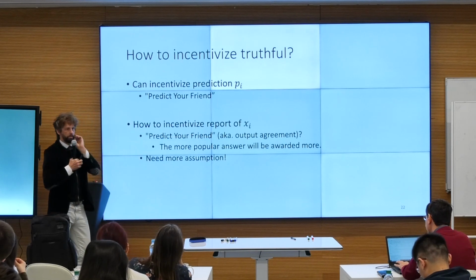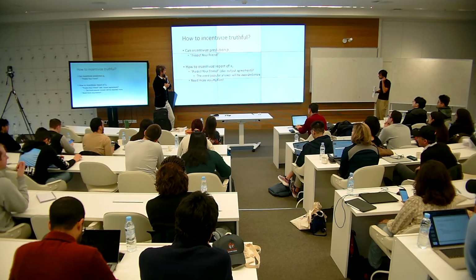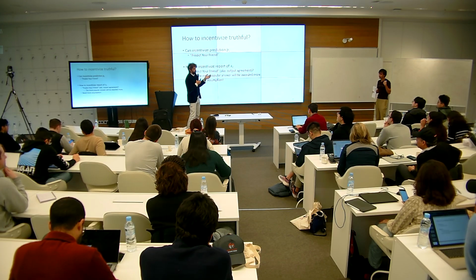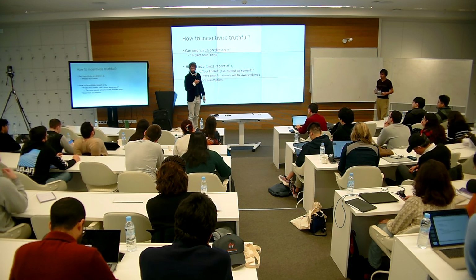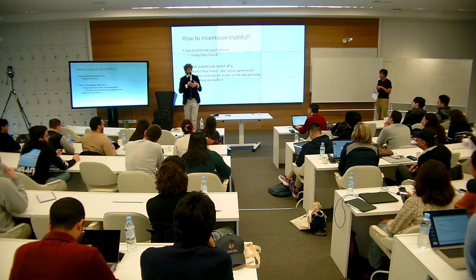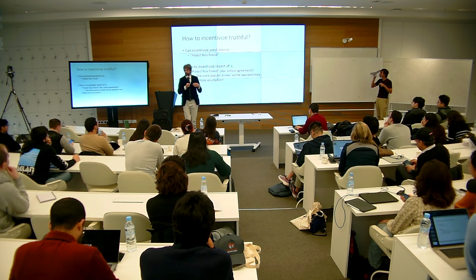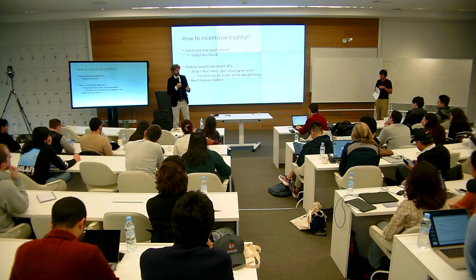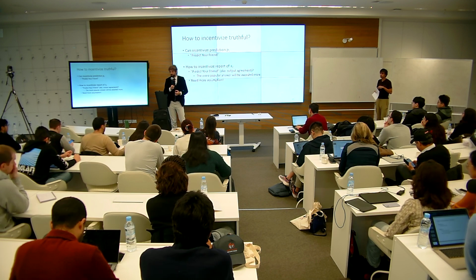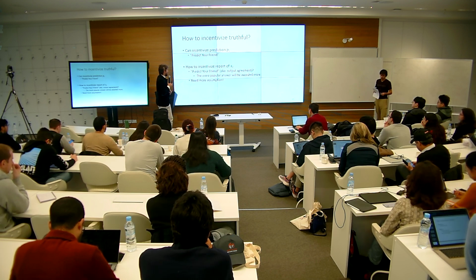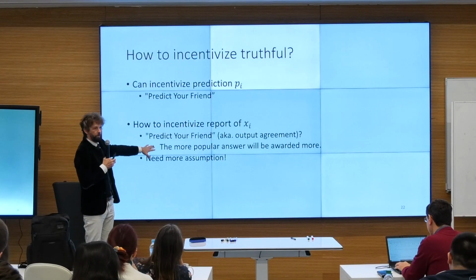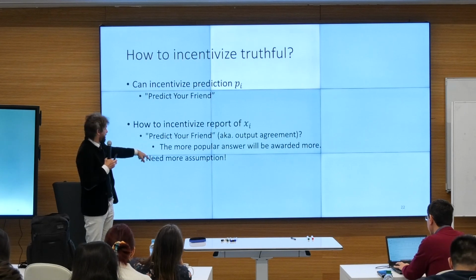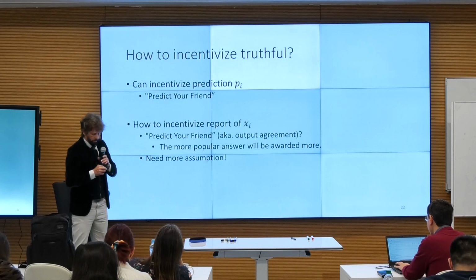Okay, and just a comment, there was a suggestion before, one idea is output agreement. You sort of want to reward the person for agreeing with their friend. And that has problems if the prior is very skewed, and most of the time you think that your friend is going to say one thing regardless of what you think. And so output agreement tends not to work for these kinds of things. Here, the more popular answer would be rewarded more, so you want to just say what you think is the most popular. So we're going to need more assumptions to get somewhere.